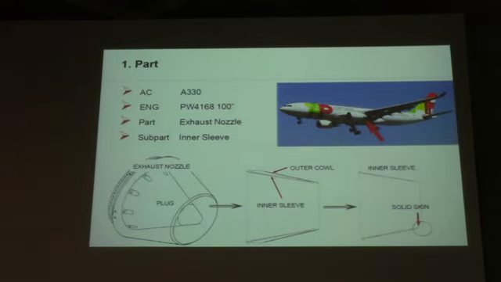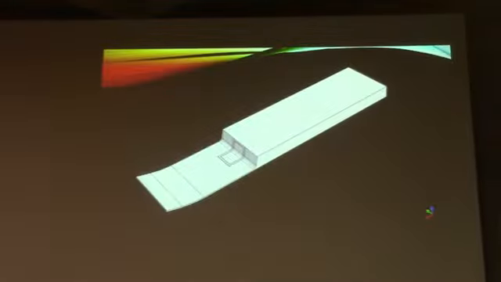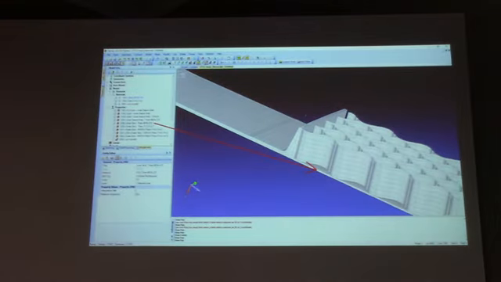It is about the exhaust nozzle and a certain part that we call inner sleeve. You can see where it is. And this is the model that will be used later on. This particular structure here is so-called patch. I will explain later on. Then we can see a model itself already, later to be used.